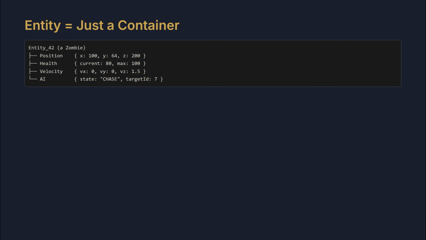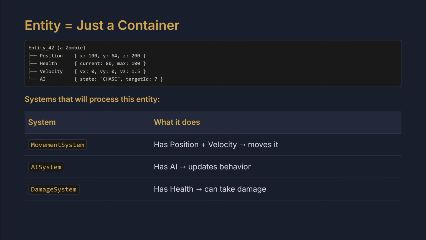A zombie, for example, with the ID 42. We have a position, we have health, we have velocity, we have AI. Those are our components with the data, and systems will process this entity. A movement system has position and velocity and moves it. An AI system has AI data and updates behavior, and a damage system has health and can take damage.